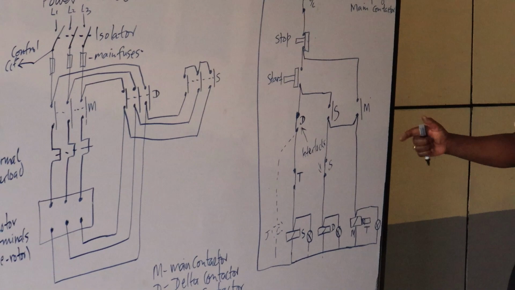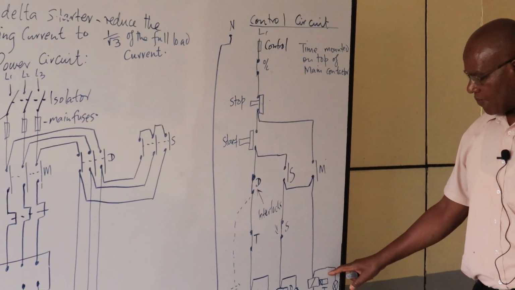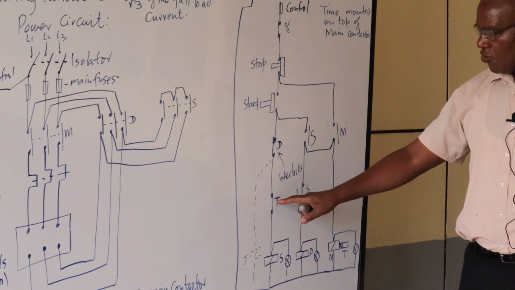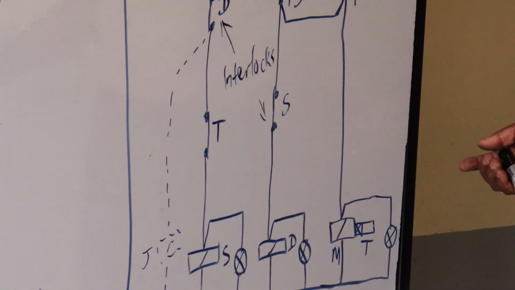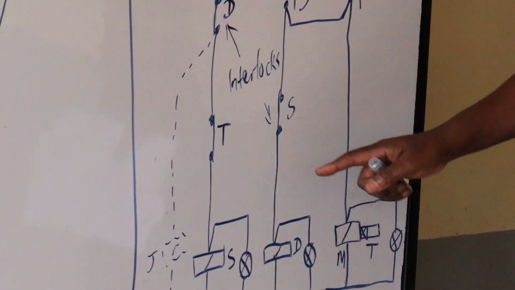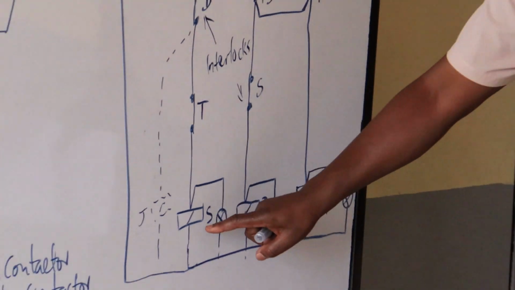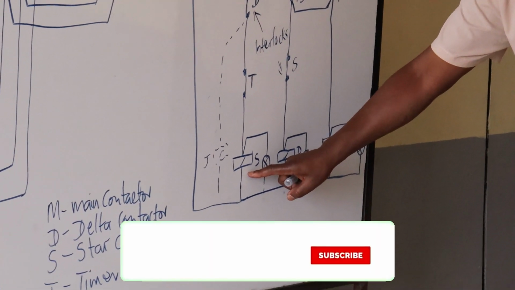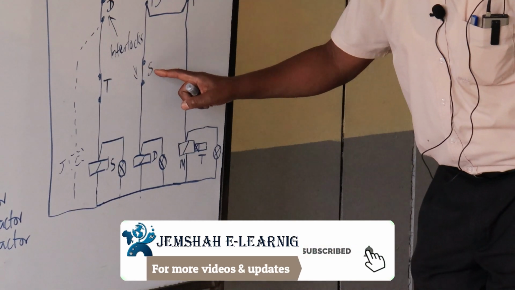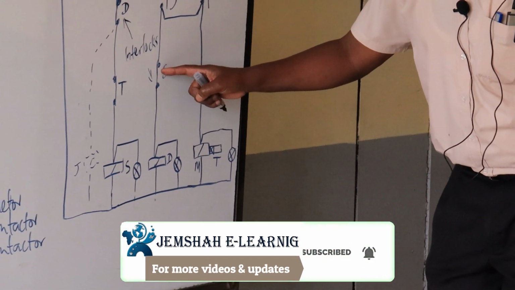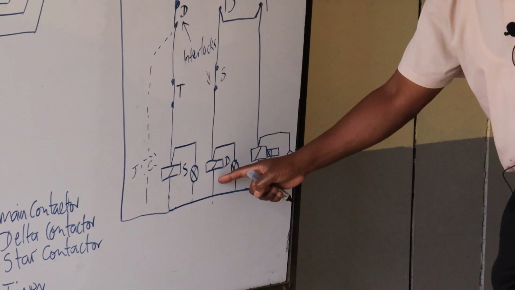Now after the preset time, this timer will operate, and then it will simply open this contact here. After the preset time, 5, 10, or 20 seconds, this contact here will open. Now when this one opens, there is no longer a feed for this one. And when there is no longer a feed for this one here, this contact here will close. And when it closes, my delta is energized.